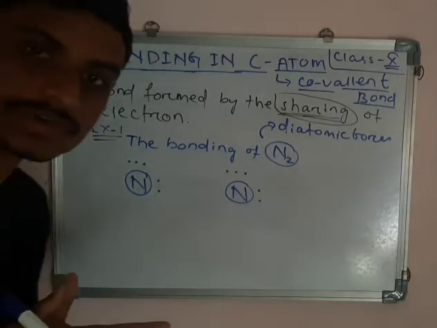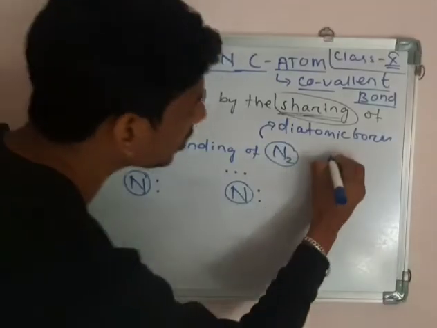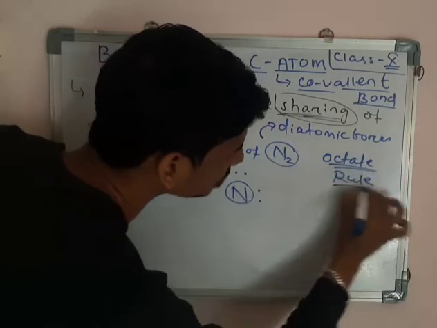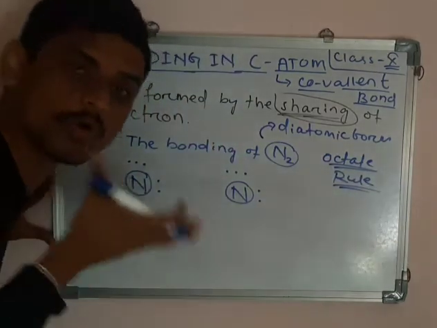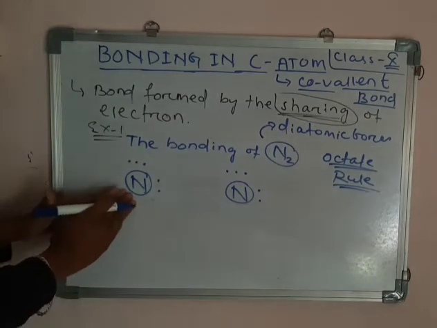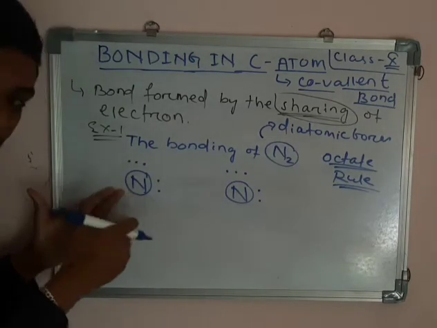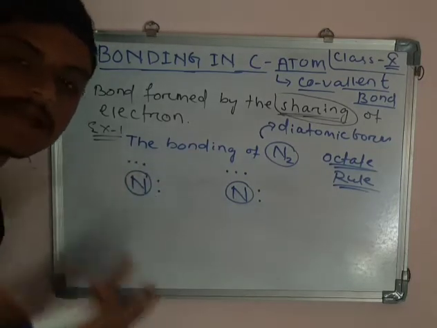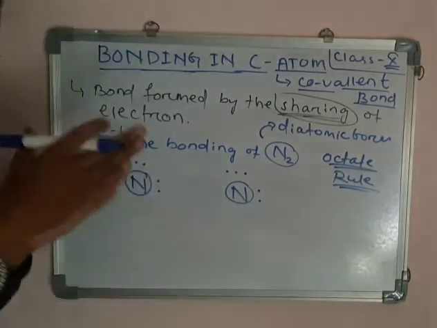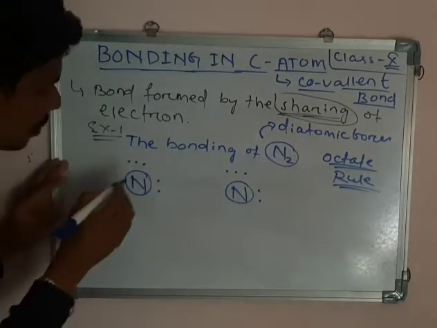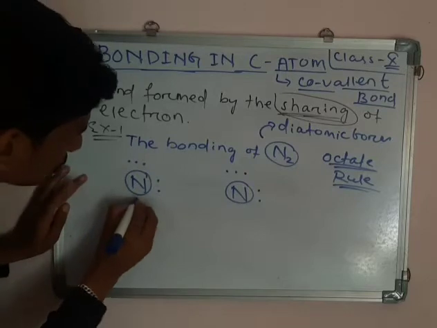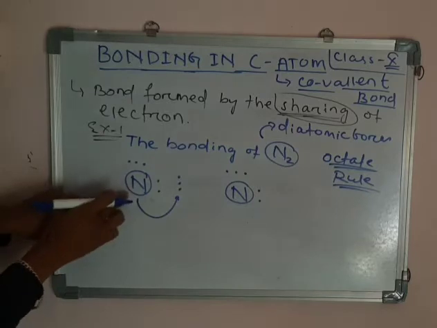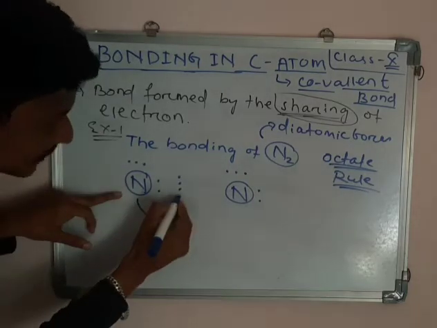Every nitrogen atom wants to satisfy the octet rule, as we all know. So this nitrogen will satisfy the octet rule just by sharing how many electrons? 5 electrons are present here. Octet rule is satisfied with 8 electrons. So how many electrons are required to satisfy the octet rule? Only 3 electrons. This nitrogen atom will share 3 electrons.